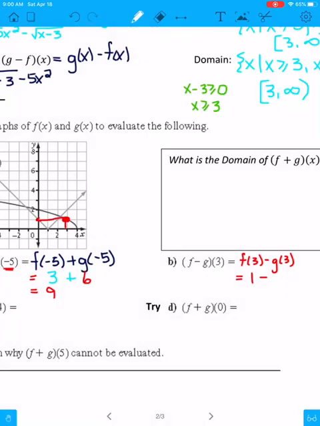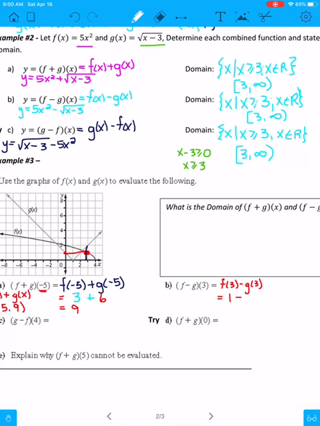So I go to 3 and I follow it up to g. See, g is labeled as this one. So I follow it up to g and I follow it over, and it's 2. So 1 minus 2 is negative 1. So what did I just find? F minus g of 3. Okay, I found a coordinate on the f minus g graph. It's at 3 and negative 1. Cool, hey?